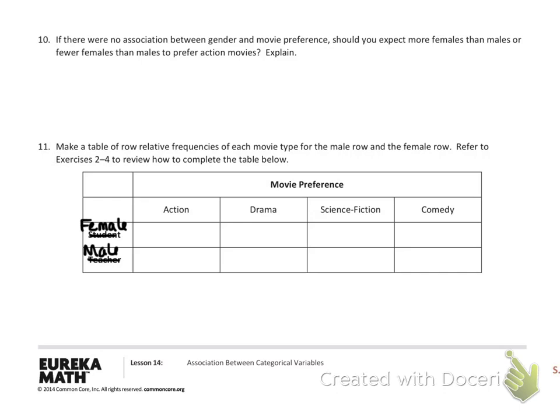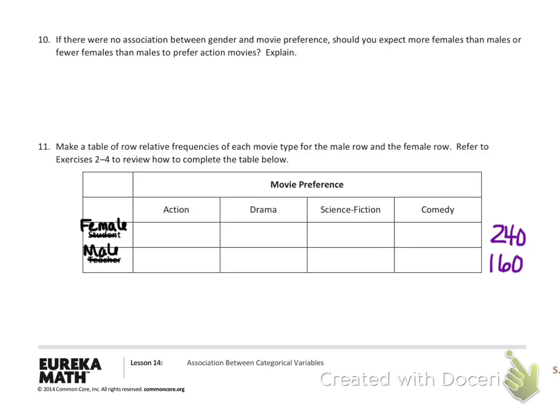All right, so number 11, we're going to make a table of row relative frequencies, just like we did for the first example. And we're going to have female in the top row and then male in the bottom row. So correct your handout on that. This is female and male, not student and teacher. Okay, so we're going to get some row relative frequencies. So remember, there were a total of 240 females and 160 males.